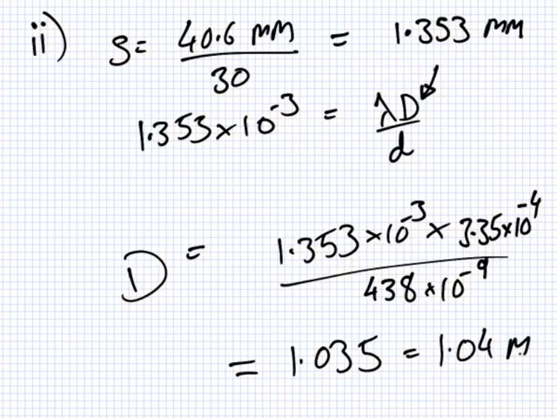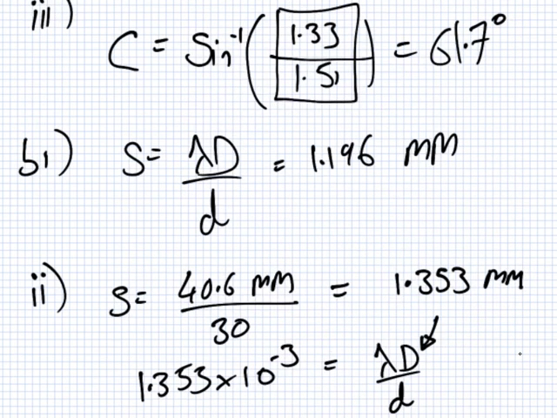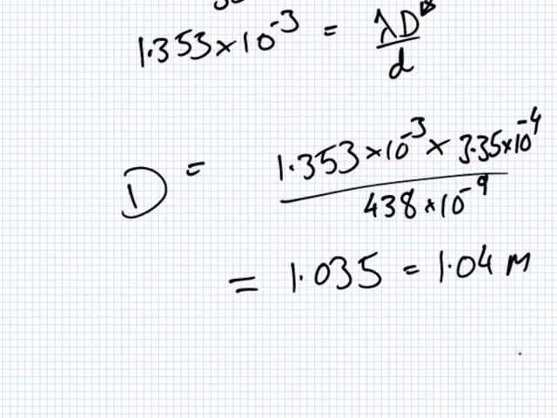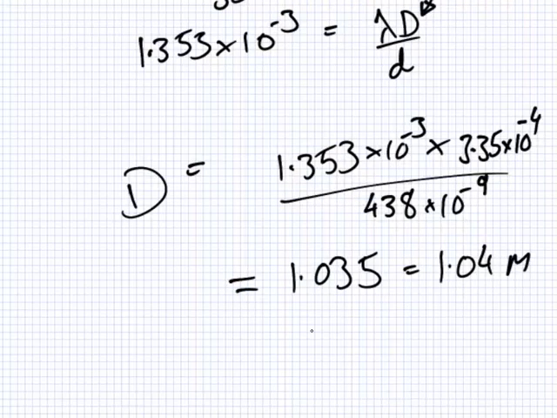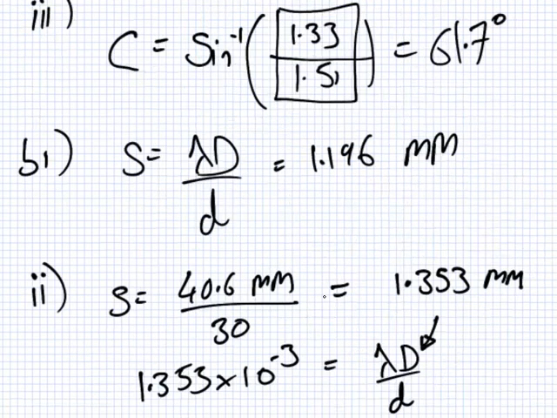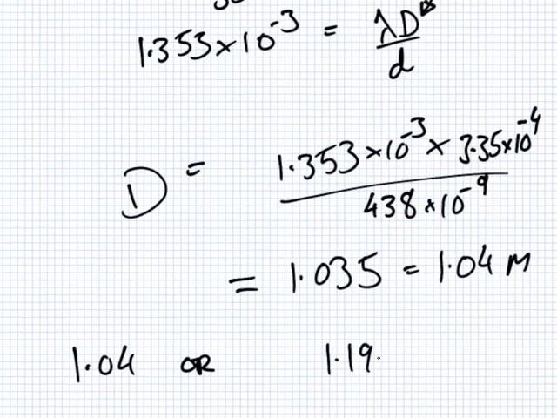Okay, now we have to read the question carefully. Is it that they want to know how far away it now is, or how far back it was pulled? So in other words, do we need to take away the 1.196? We have to just make sure our English is okay here. Determine the distance the screen has been moved. So my question is, should we use this, or should we use the difference? Should we look at 1.196 minus 1.04? And because this number is smaller, this is moved inwards.